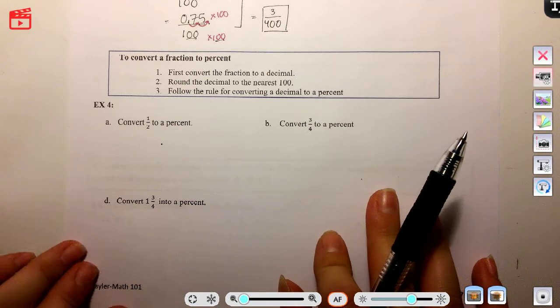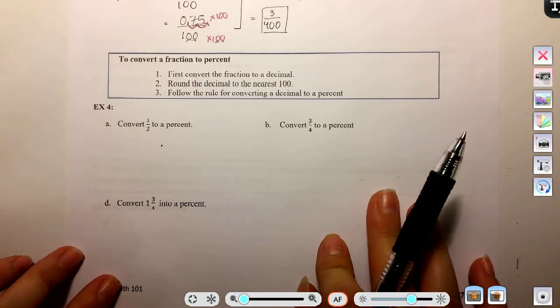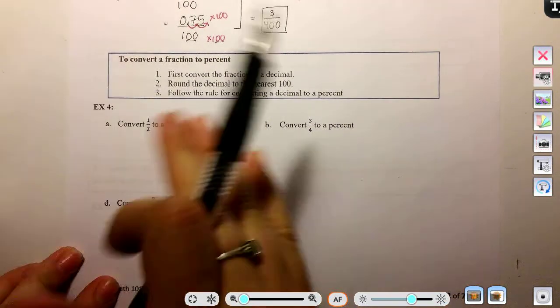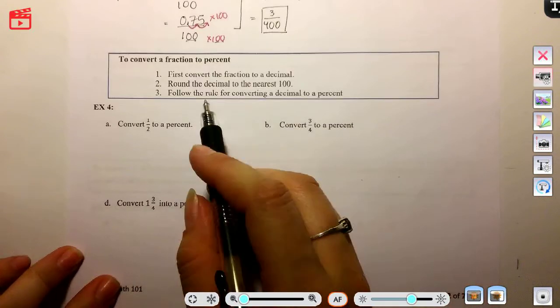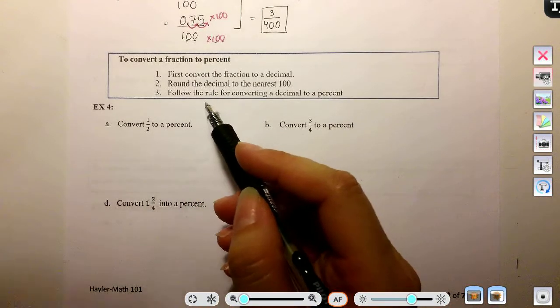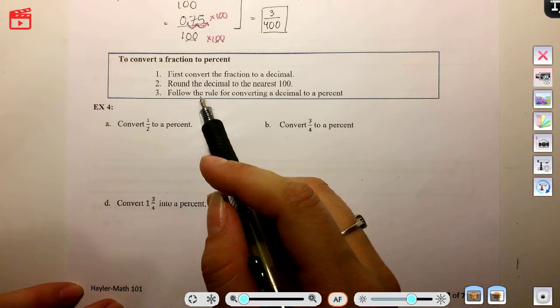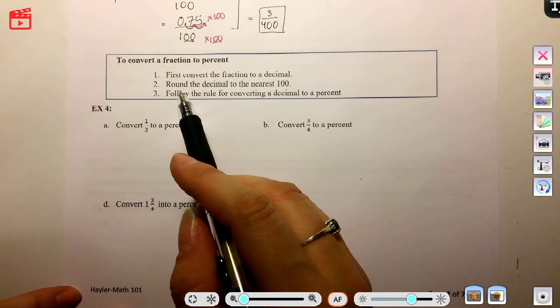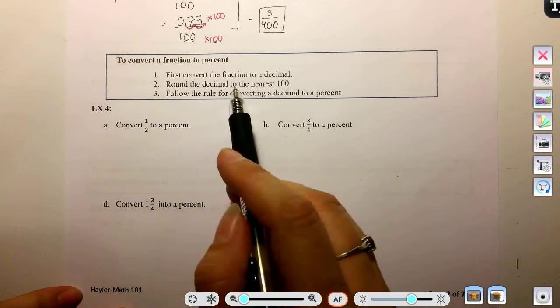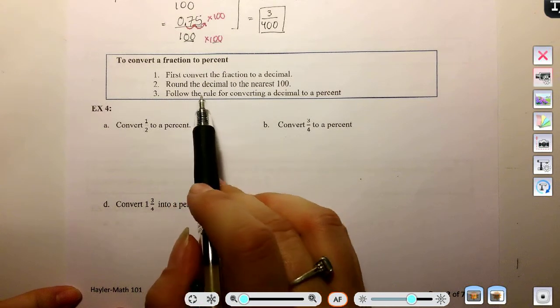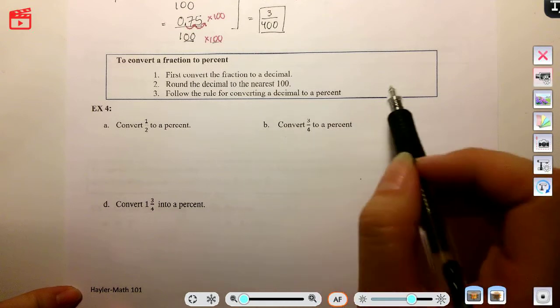So converting a fraction to a percent. First, convert the fraction to a decimal. Okay, we know how to do that. Second, round the decimal to the nearest hundredth. If our number doesn't divide perfectly, we're going to have to do some rounding. And then thirdly, we're going to follow the rule for converting a decimal to a percent.